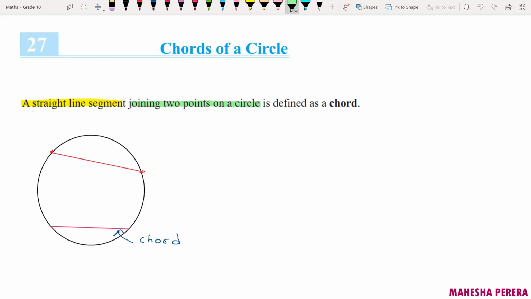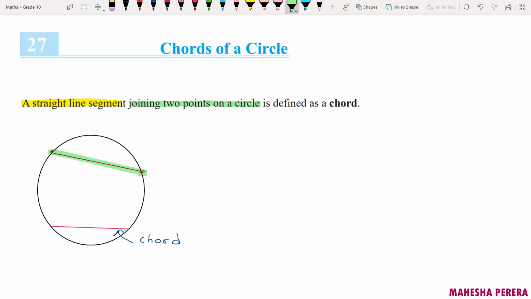Now, look at the picture below, the diagram, right? Can you see there are two chords? Now, this point and this point, these are the 2 points. And by joining these 2 points, if we draw a straight line, we call it a chord, right? So this is our chord.